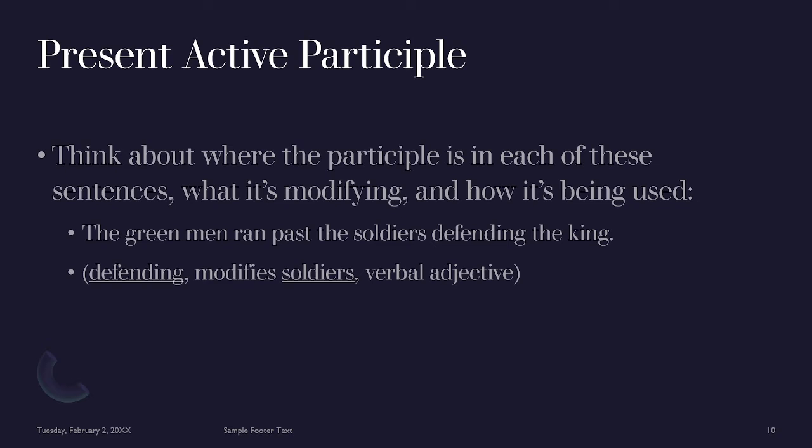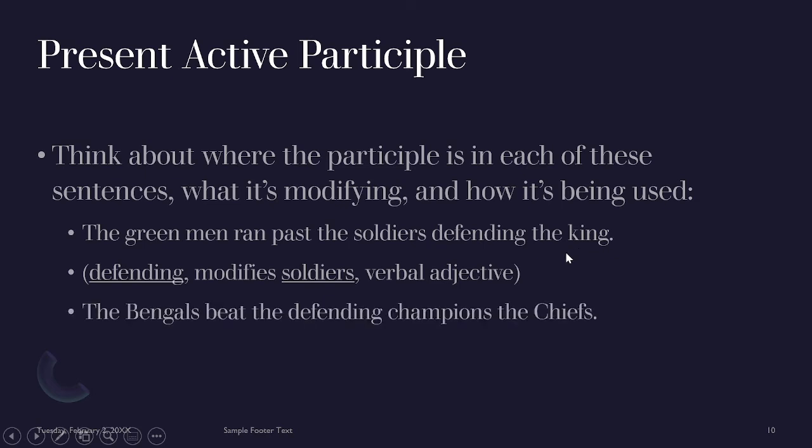Because we have, first of all, the participle modifying a noun, soldiers, but they're defending someone, the king. So king would be a direct object to defending, and king would go into the accusative. Here's another example. The Bengals beat the defending champions, the Chiefs. Take a look at that one for just a second. Think about what's going on.